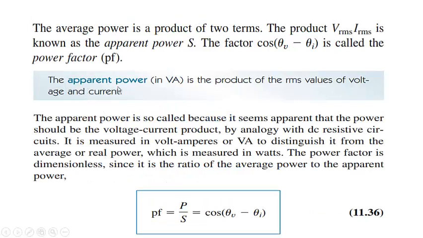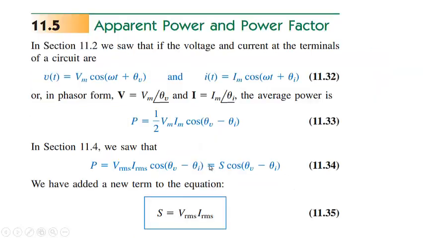So the apparent power, since it's power but is not measured in watts, is measured in VA, just to distinguish it from the actual power, that is the useful power. It is the product of the RMS values of the voltage and current. The apparent power is so called because it seems apparent that the power should be the voltage-current product, by analogy with DC resistive circuits that we have already done. It is measured in volt-amperes, or VA, to distinguish it from the average or real power, which is measured in watts. The power factor is a dimensionless quantity, since it is a ratio of the average power to the apparent power.